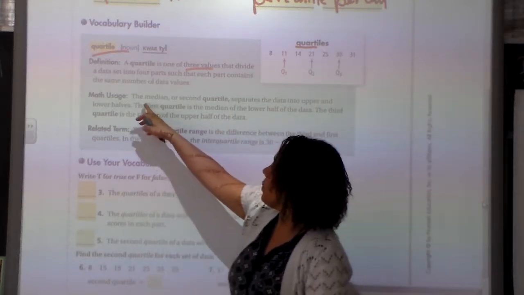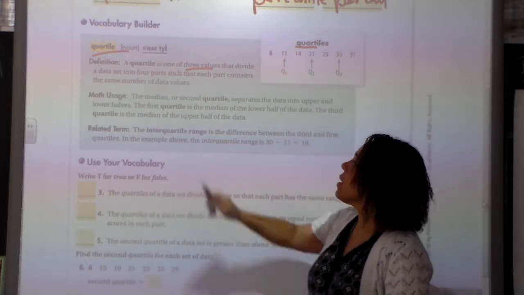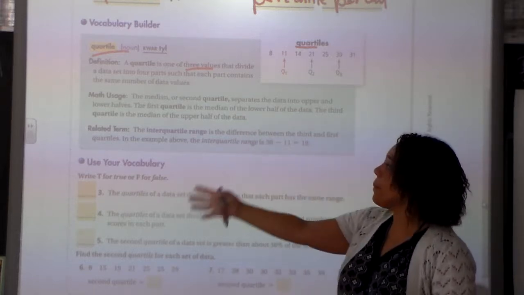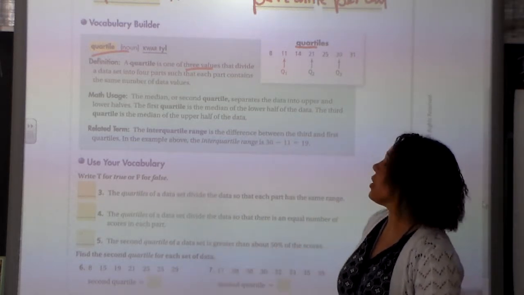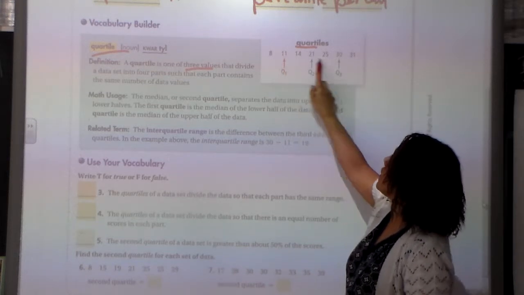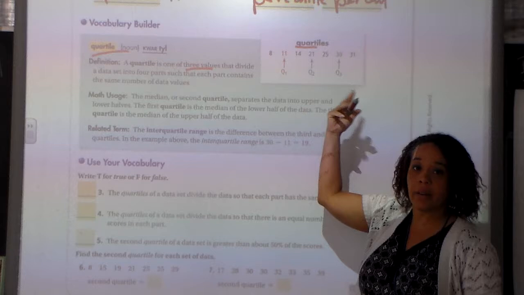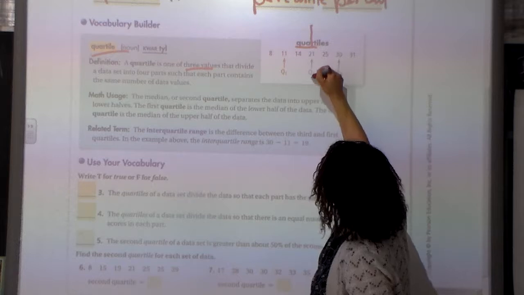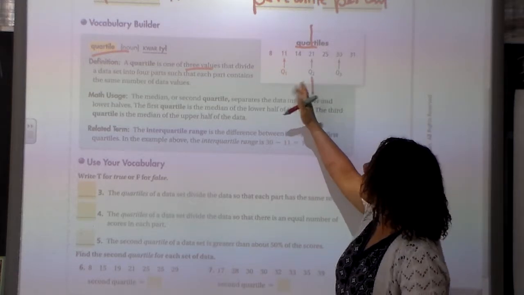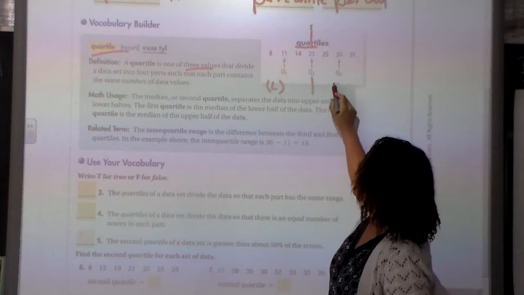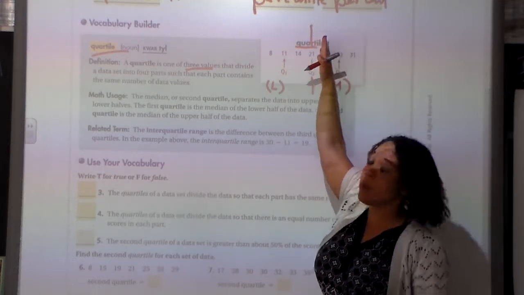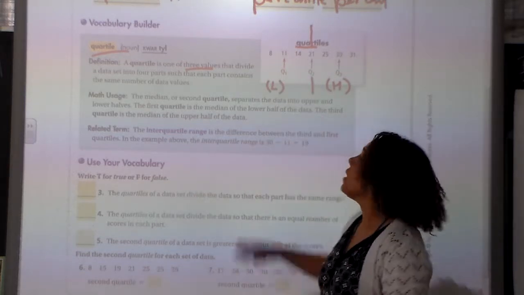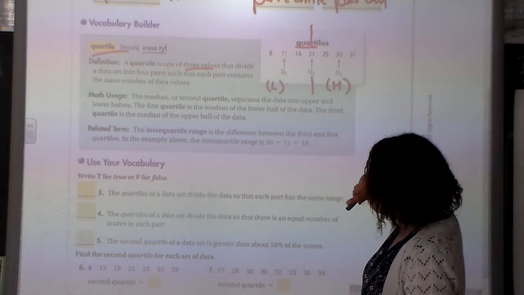And so here, the way we would use it in math usage says, the median or second quartile separates the data into the upper and the lower halves of information. You see an example here, you have the numbers listed from least to greatest from 8 to 31. And what they did was they split it straight down the center. This is the lower half, and this is the higher half of the numbers. So right from the middle, the lower half of the numbers are to the left, then the upper half of the numbers are to the right.